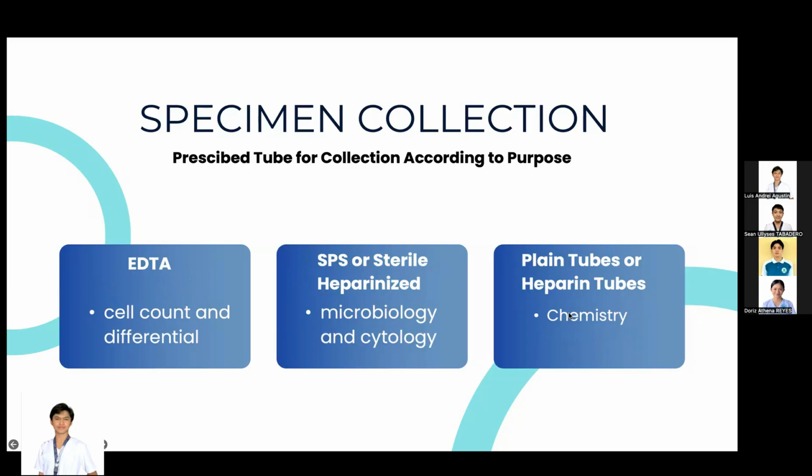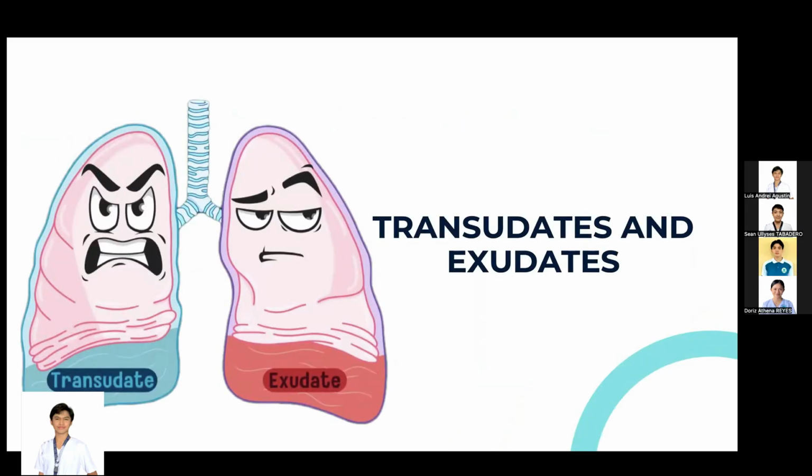Next. For EDTA, it is used for the cell count and differential test. For SPS or sterile heparinized tubes, these are used for microbiology tests. For plain tubes or heparin tubes, these are used for chemistry tests.